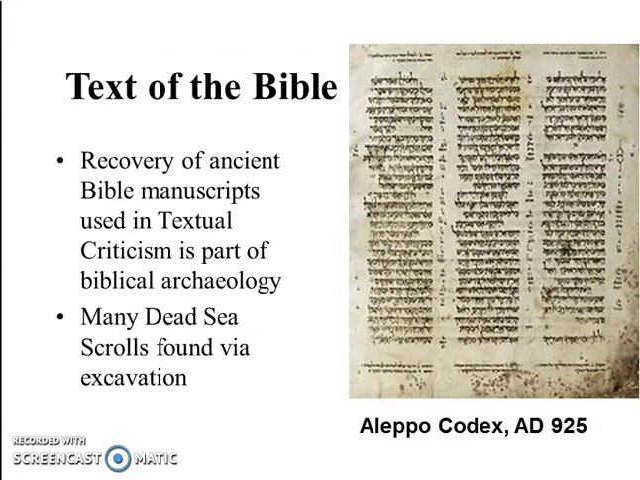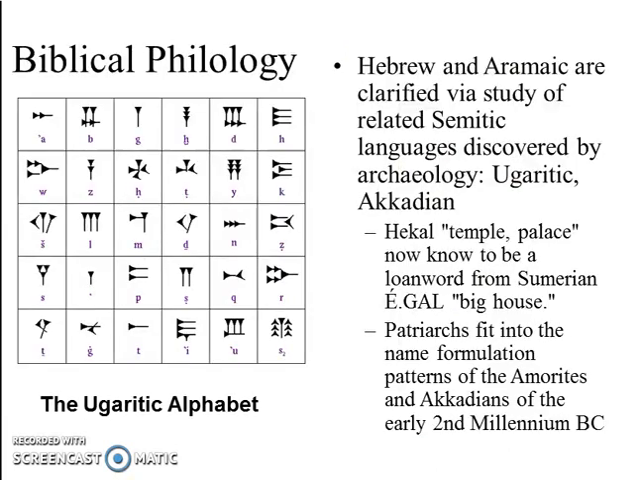We've already seen how archaeology has helped us with the texts of the Bible, and thus helps in the area of textual criticism. We talked about the Dead Sea Scrolls, but any discovery of ancient texts, even more recent ones like the Aleppo Codex, would fall under the broad rubric of biblical archaeology. It's helped us with biblical philology. Back in 1929 and 30, they deciphered a language called Ugaritic, which has a script that's somewhat analogous to the Hebrew script.